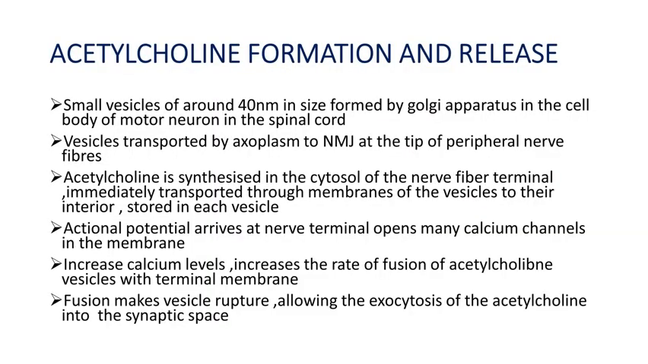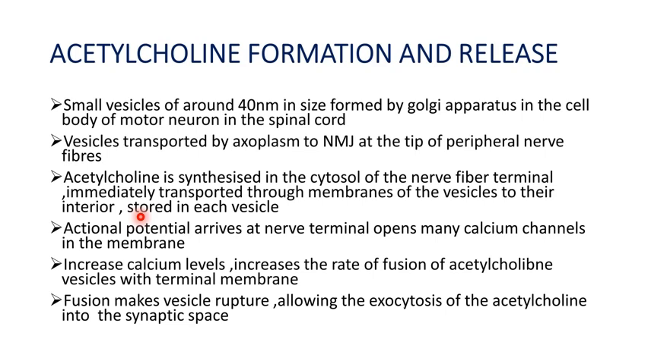Now we're going to discuss acetylcholine formation and its release. The small vesicles of around 40 nanometers in size are formed by the Golgi apparatus in the cell body of motor neurons in the spinal cord. These vesicles are transported by axoplasm to the NMJ at the tip of peripheral nerve fibers. Acetylcholine is synthesized in the cytosol of the nerve fiber terminals, and is immediately transported through the membrane of the vesicles to the interior and stored in each vesicle. About 10,000 molecules of acetylcholine are present in one vesicle.